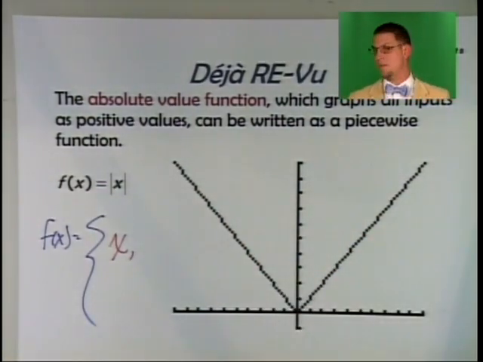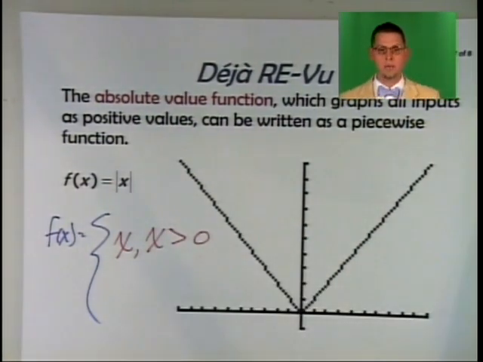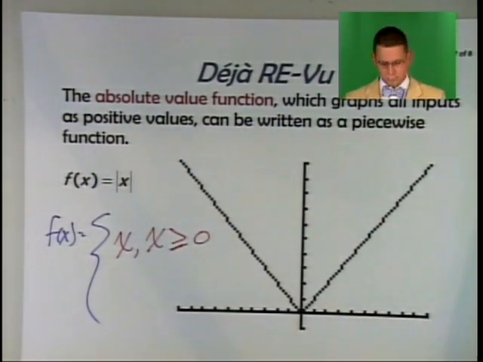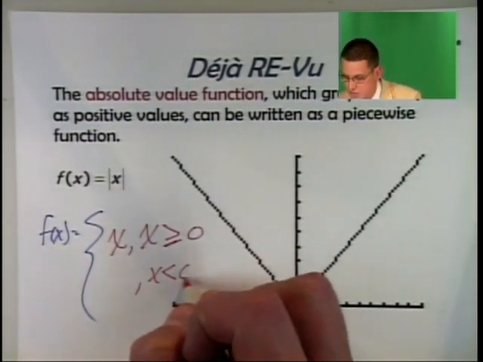Now for what values of x is x already positive? Well, if x is greater than 0, x is positive. But what about 0 itself? The absolute value of 0 is 0. So we can actually put greater than or equal to 0. But what's the other case? The other case is when x is less than 0.